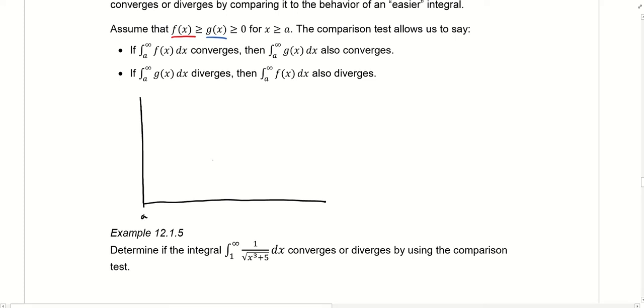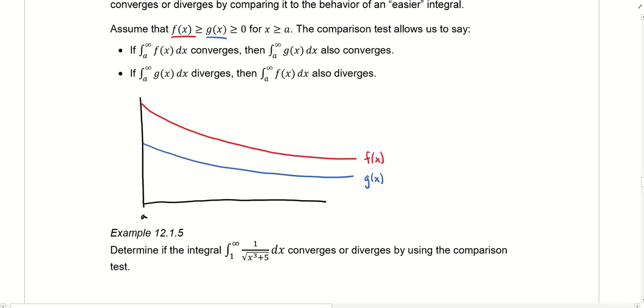So for values of x greater than a, so for this part of the graph, we're saying that f of x is greater than g of x, meaning that this function f of x is always sitting on top or above this function g of x. So of course it doesn't have to look exactly like this, but that's the general relationship. The curve of f of x is always above g of x on this interval.